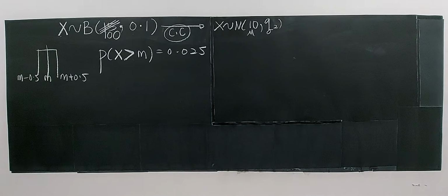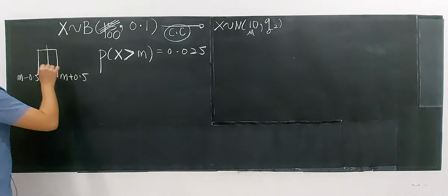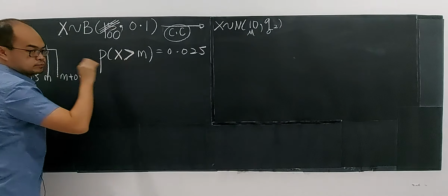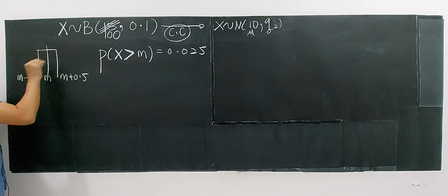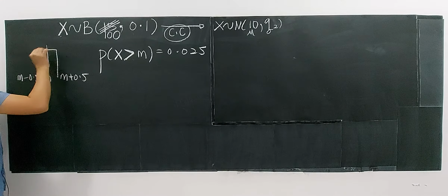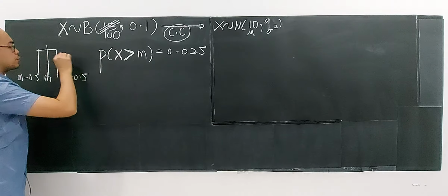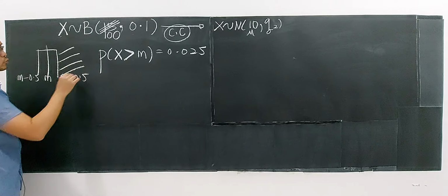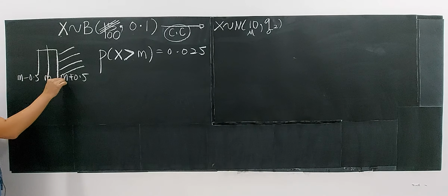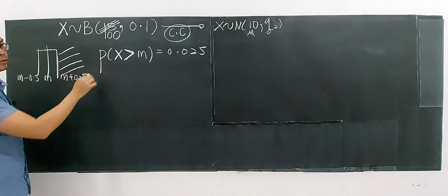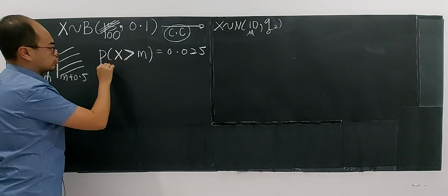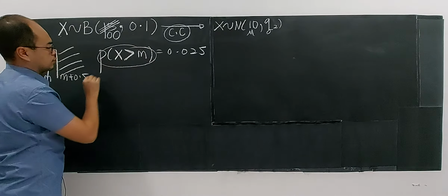The question is saying to find the value of m such that it is more than, so there is no equal. If it is not equal here, what do we do? You do not shade the box here. But greater than means it's on the right, so you start shading from m plus 0.5 and so on. So you have to do continuity correction for this.